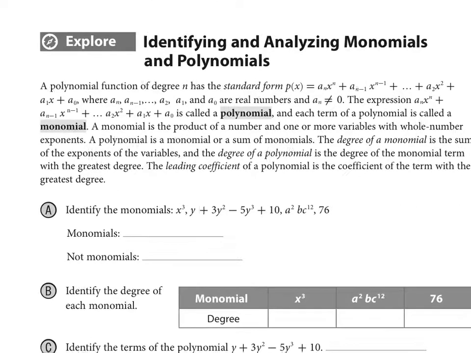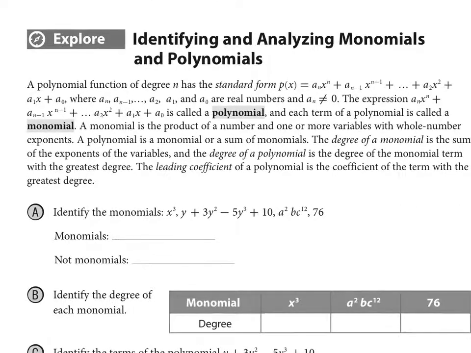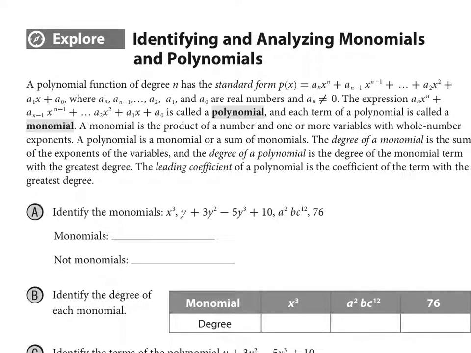All right, so a polynomial is just anything that has multiple terms. A monomial is something with one term. So identifying monomials, just for the sake of your notes, if you want to write these down, x to the third is a monomial. This right here, a squared b c to the 12th, is a monomial. What is written here in between is called a polynomial.